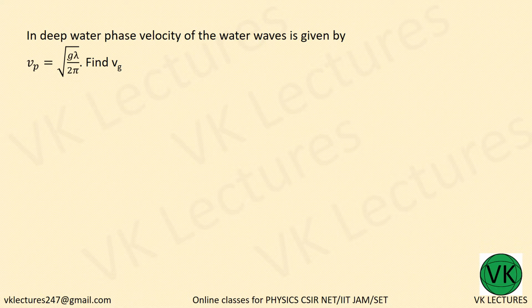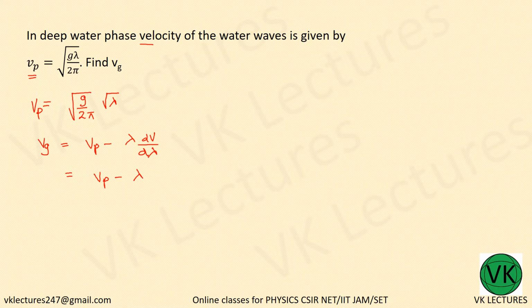In this question, in deep water, the phase velocity of water waves is given by Vp equal to under root g divided by 2 pi into lambda. Whatever is constant we can write in the beginning: under root g by 2 pi into root lambda. This is given as Vp. Now what is Vg? Vg is equal to Vp minus lambda times dVp by d lambda. All formulas you must remember.